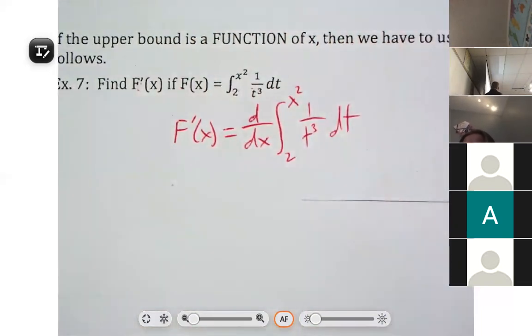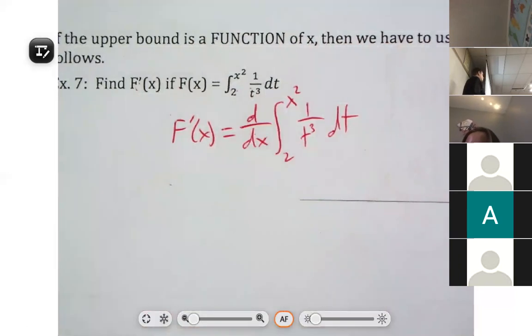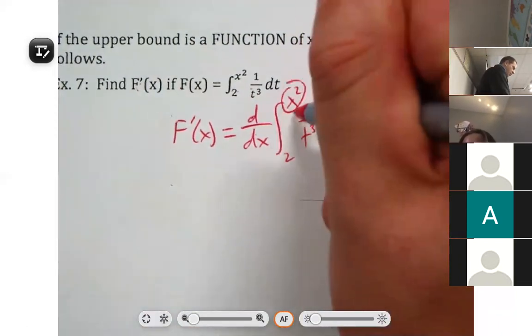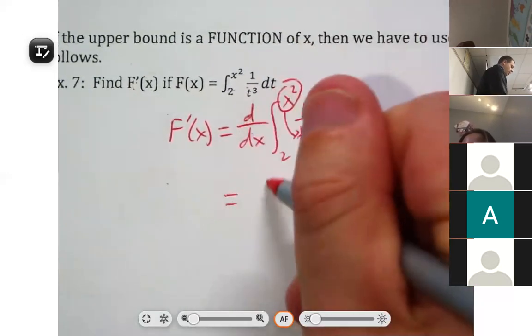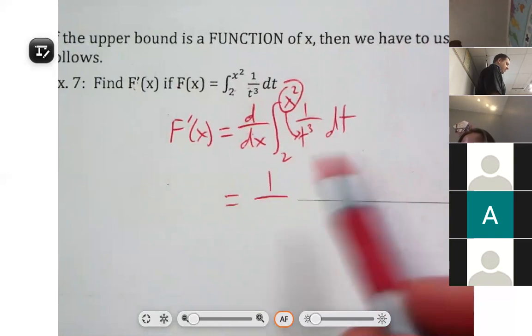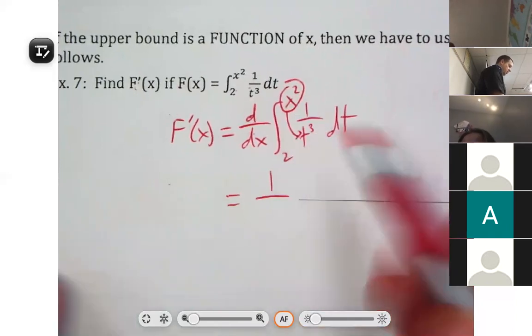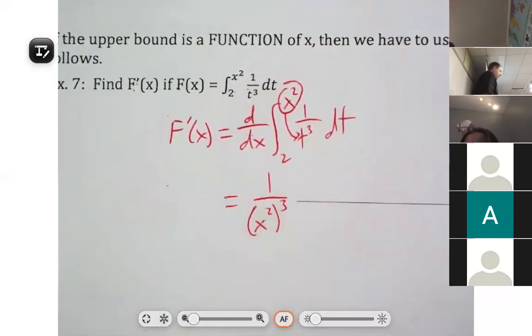So f prime of x is whatever I get on the right side. Well, we just said a derivative and an integral cancel each other out. So what's going to happen, this upper limit, whatever it is, goes in place of your t. So it's going to be 1 over, and instead of it being x cubed, it's going to be x squared cubed. So whatever the upper limit is, pop that in for the t, for the variable, whatever's in there.